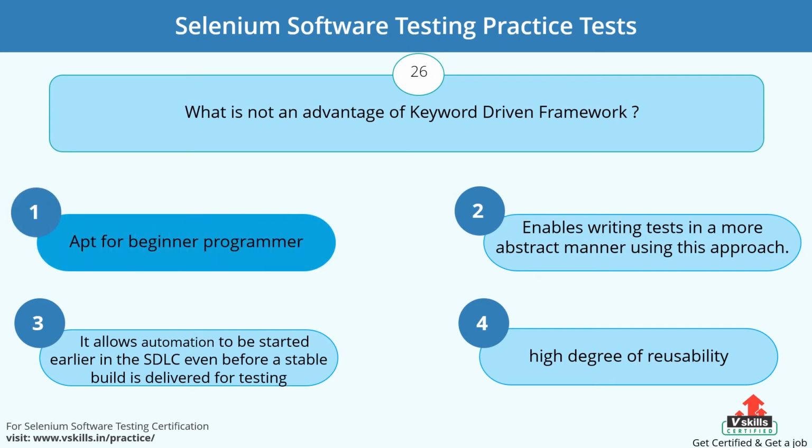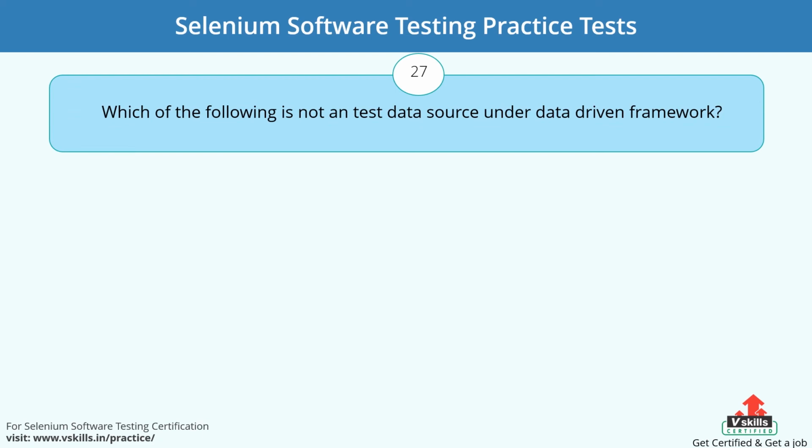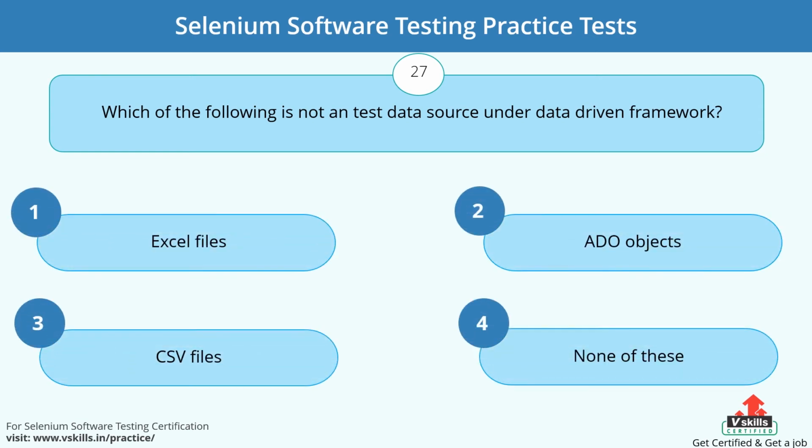Question number 27, which of the following is not a test data source under data-driven framework? The options are A. Excel files, B. ADO objects, C. CSV files, D. None of these. The correct answer is option D.